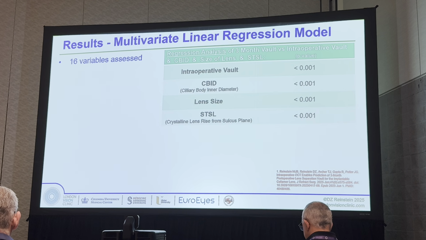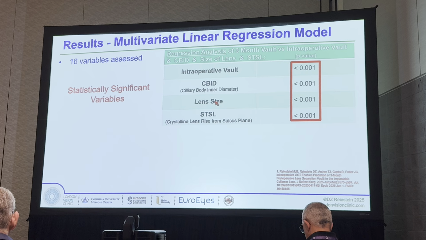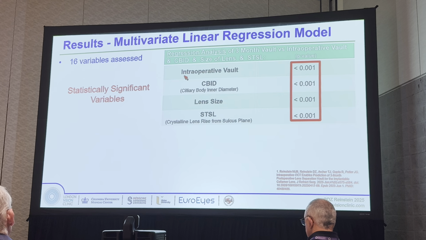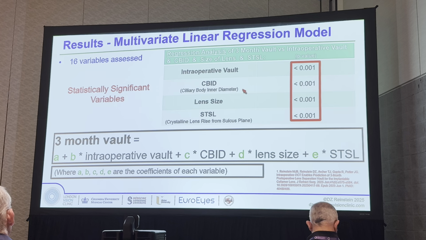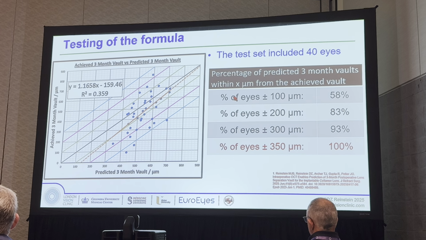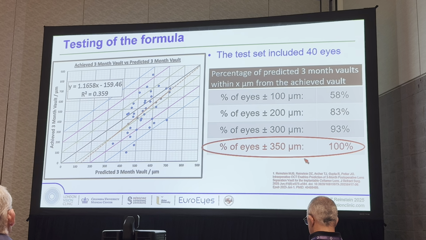So we conducted a multivariate linear regression analysis to assess which variables would be useful in predicting the postoperative vault. We found that CBID, lens size, and STSL, along with the intraoperative vault, were very useful and statistically significant in predicting the 3-month postoperative vault. Putting the coefficients from these variables into a regression equation, we then developed our model and tested it on a set of 40 eyes and found that the model was able to predict the postoperative vault to within 350 microns of the achieved vault in all of our cases.